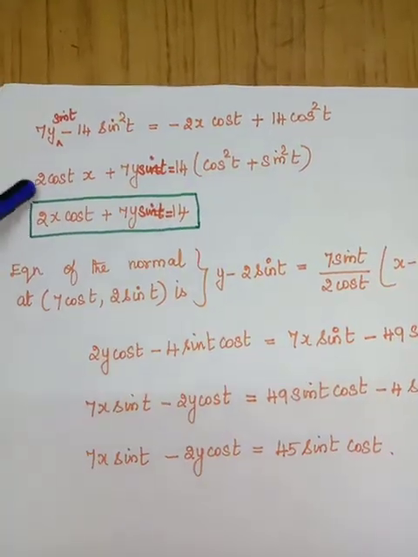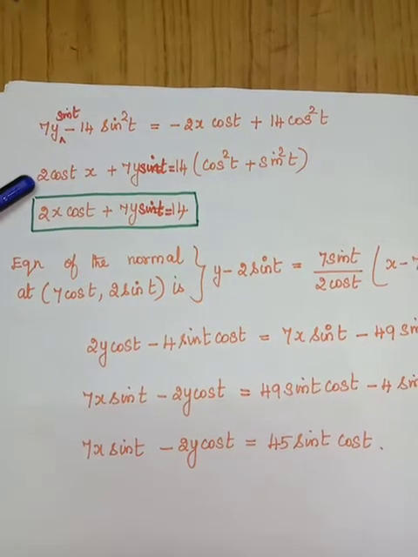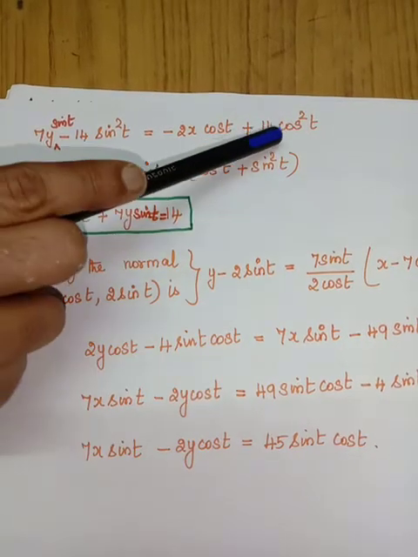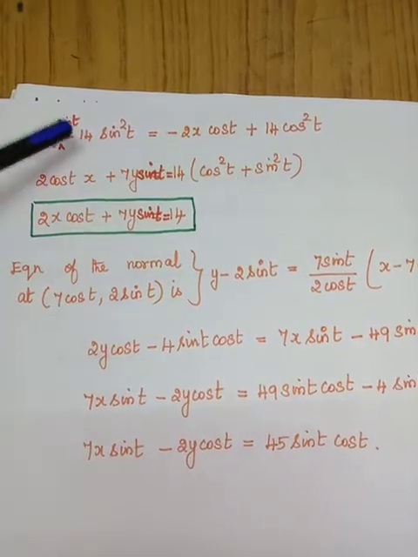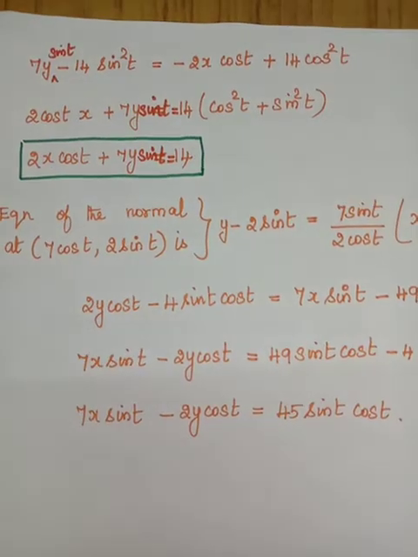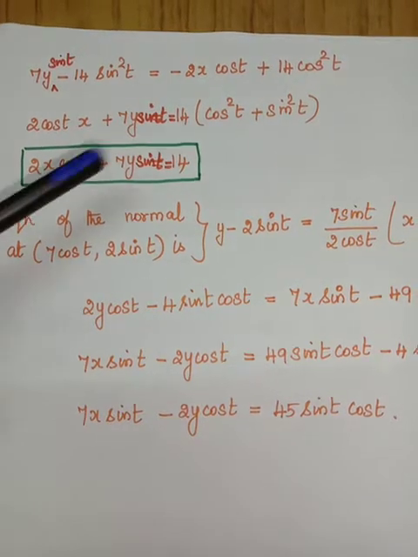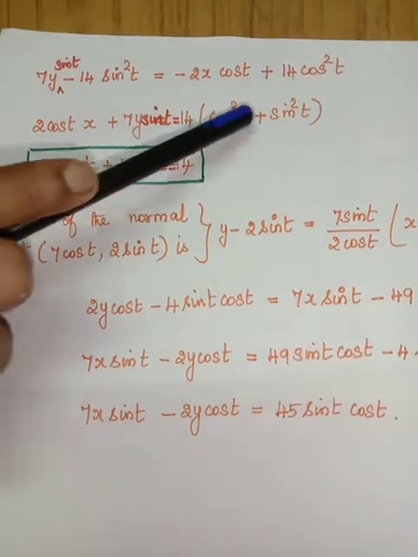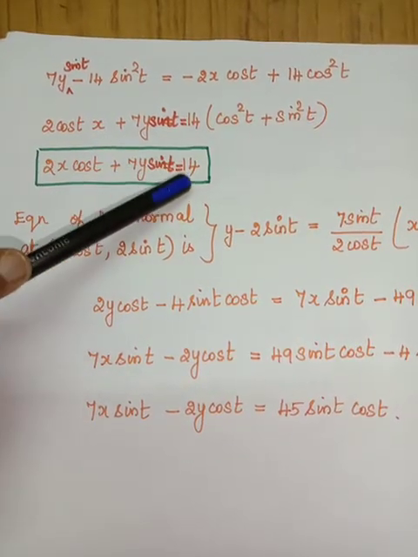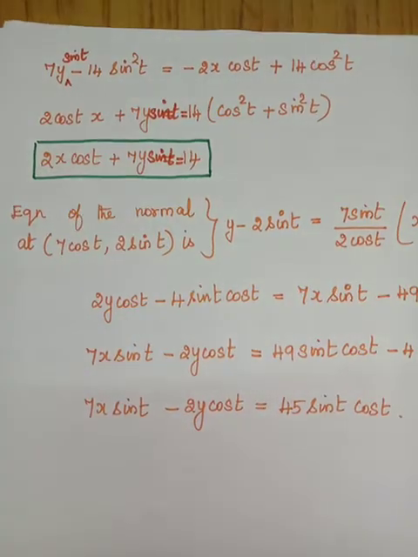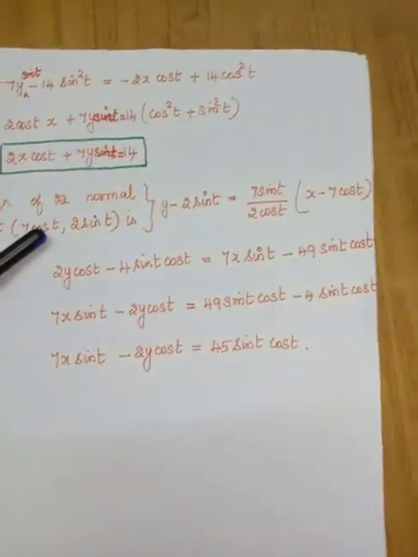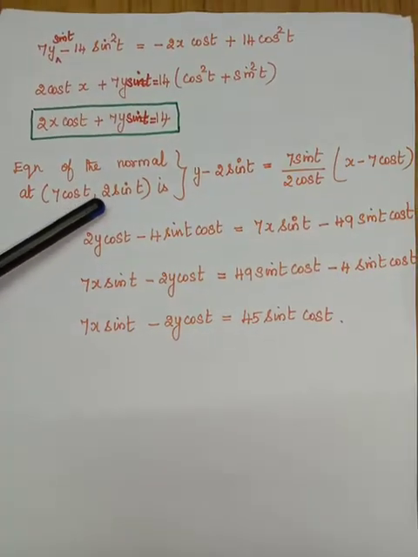Okay, this x term is in minus. You take it to the left side, it will become +2 cos t x, plus already here 7y sin t, which is equal to, on the right side, 14 cos² t. When you bring this term here, that also becomes +14 sin² t. From those two terms, if you take 14 out, it becomes cos² t + sin² t. You know the identity very well, so it is 1. So on the right-hand side you will have 14. Okay. So, what is also asked? Equation of the normal. So, equation of the normal at (7 cos t, 2 sin t).